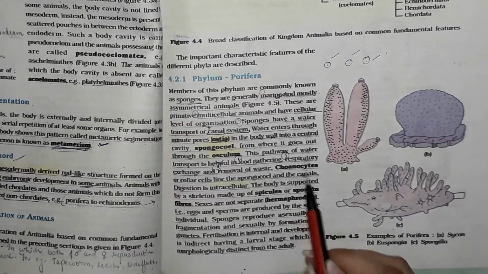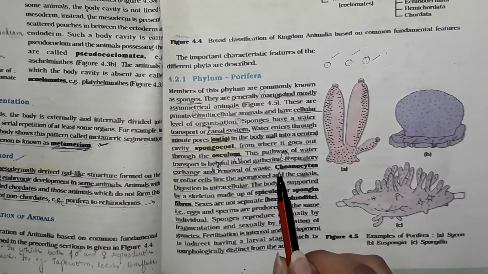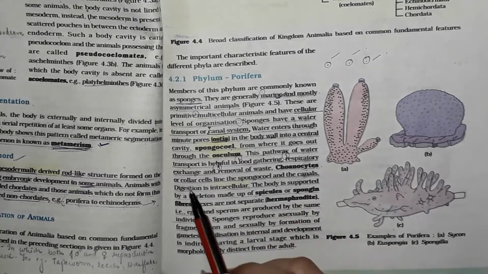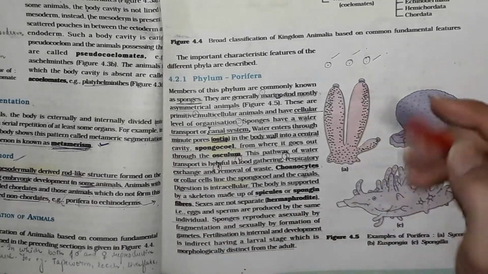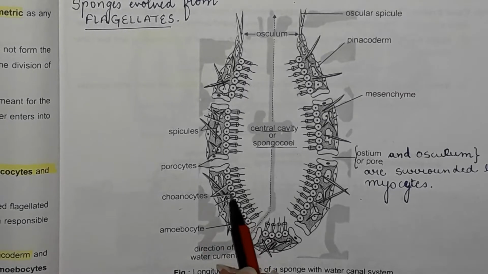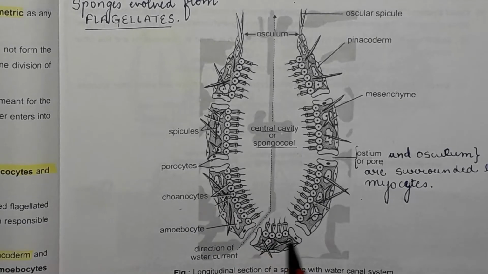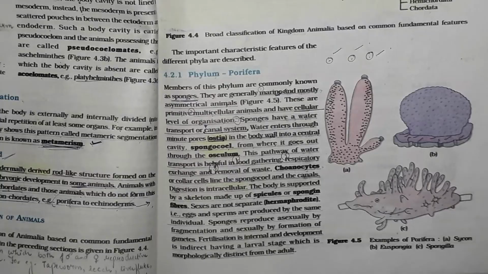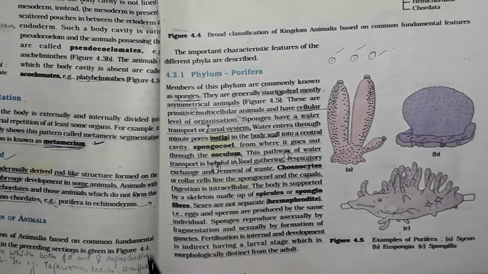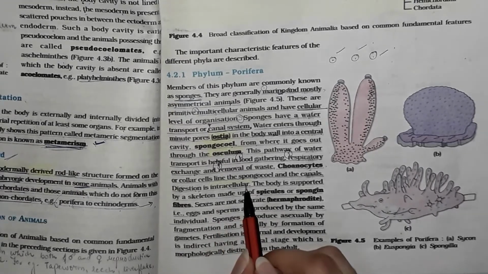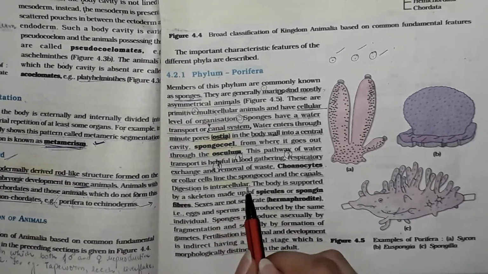Next come very important cells that are known as choanocytes or the collar cells. These choanocytes or collar cells line the spongocoel, which I have shown you in the diagram. These circular cells are all the choanocytes which line the spongocoel. I think you must have understood from the diagram. Next comes the digestion.